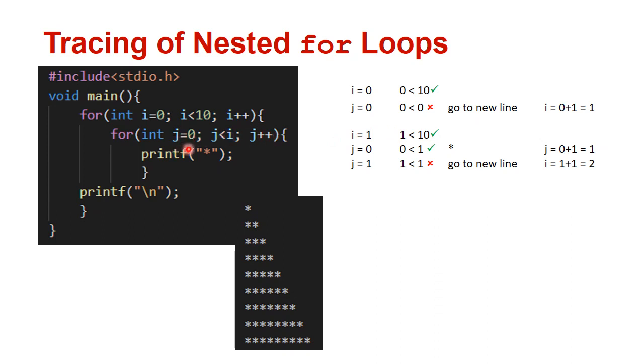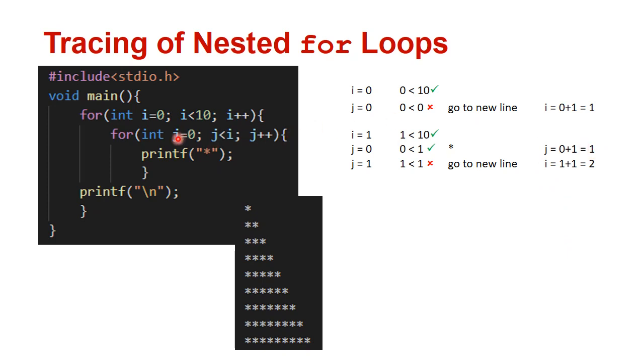Now again j is equal to 0, 0 is less than 1. Now i is 1, j is 0, the condition is satisfied. Then it will go to the statement. So printf star, it will print 1 star. Here the condition is true, it goes to the statement, and now we can update the inner loop variable. So j plus plus. First j is equal to 0, 0 plus 1, 1.